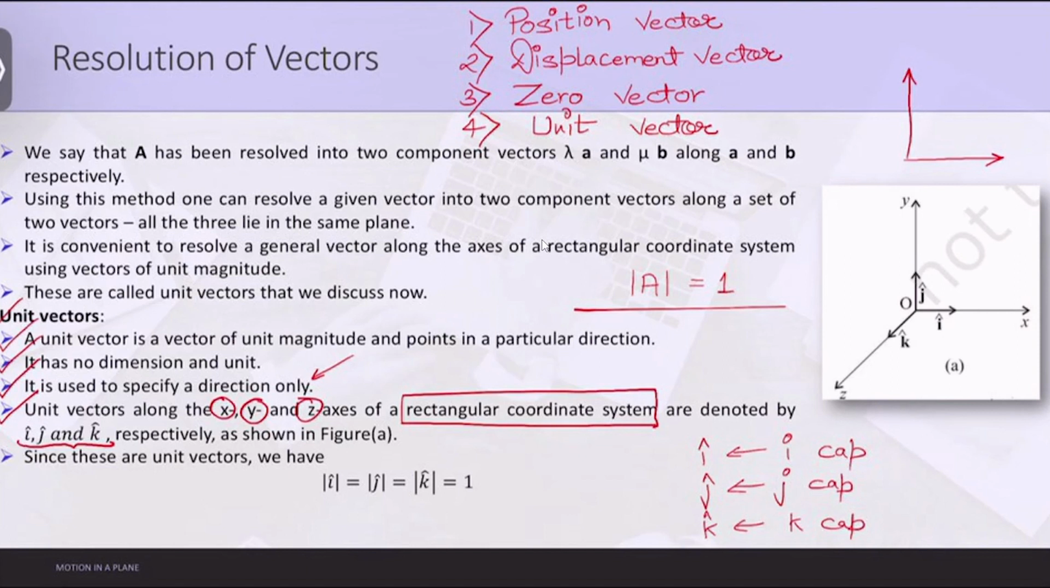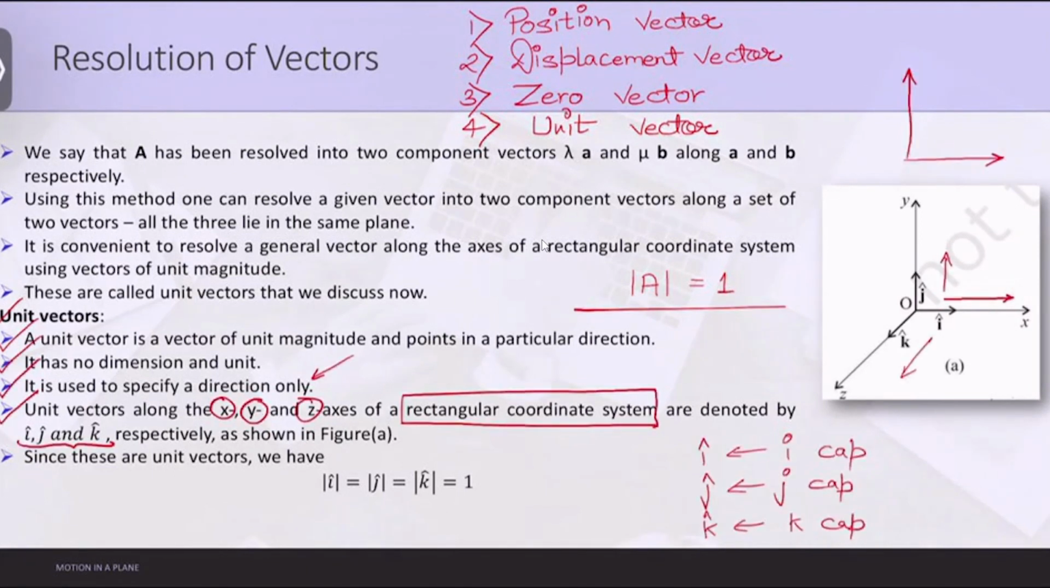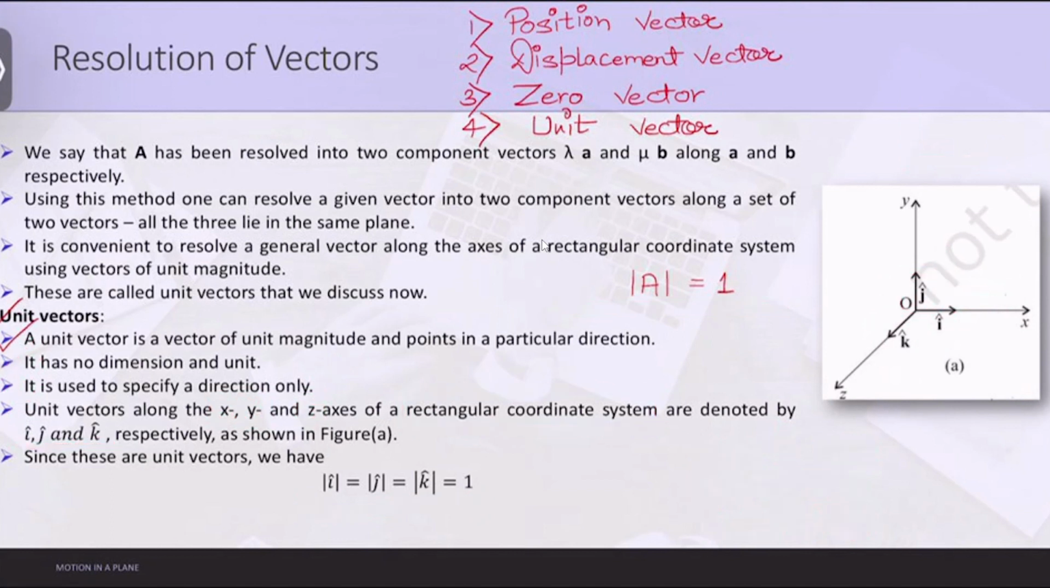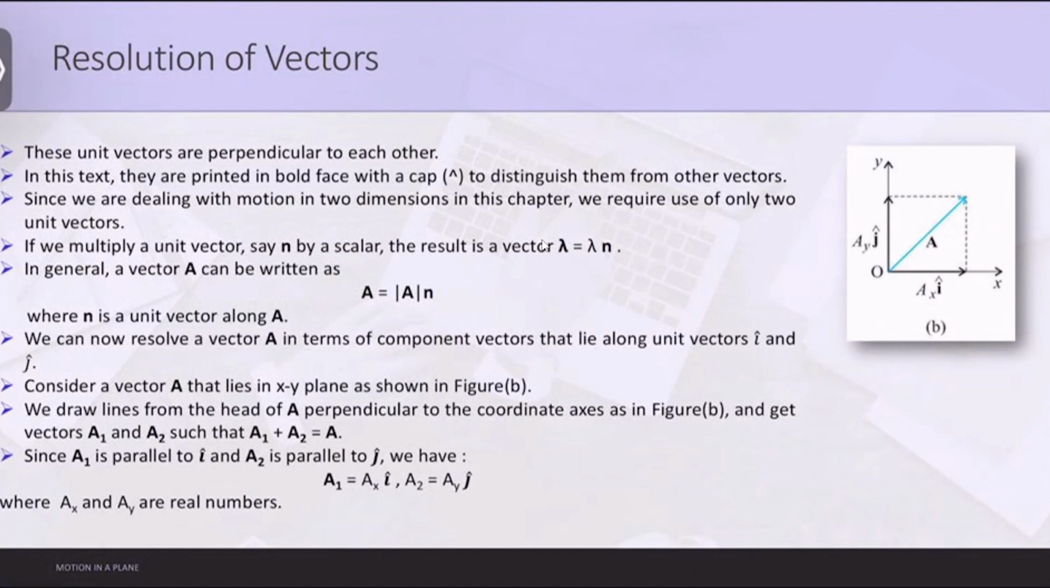They are denoted by I cap, j cap, and k cap respectively, as shown in figure A. As you can see, this I cap is along the x-axis, this j cap is along the y-axis, and this k cap is along the z-axis. All these will have a magnitude equal to 1. Since these are unit vectors, we have mod of I equal to mod of j equal to mod of k, which is equal to 1. Fine, that is also explained.